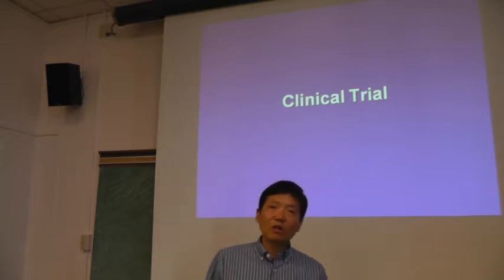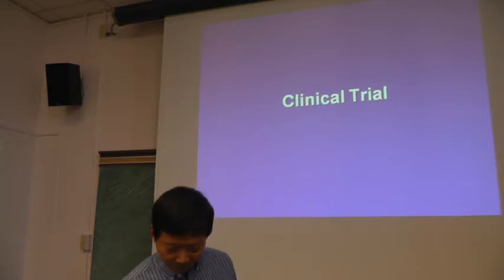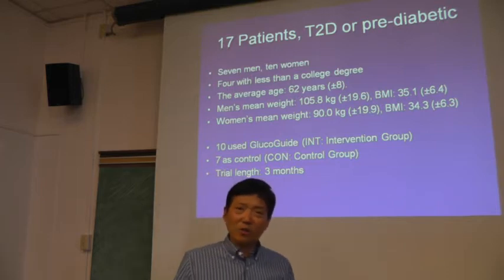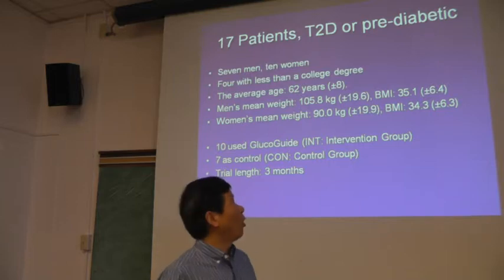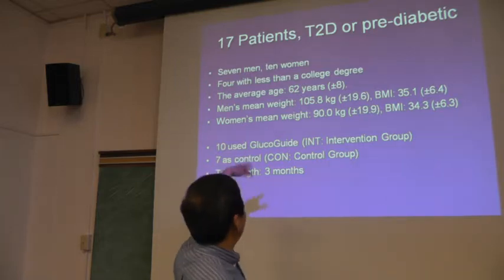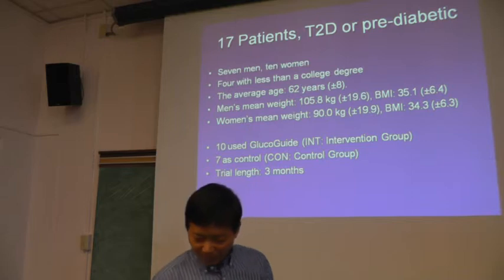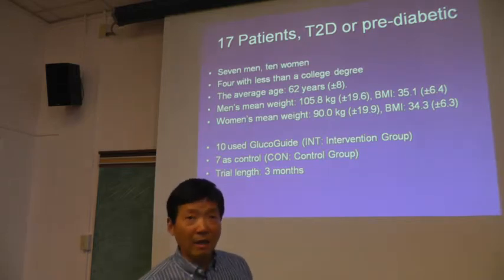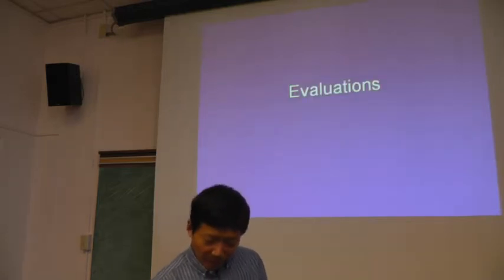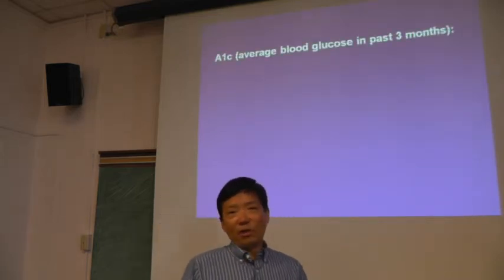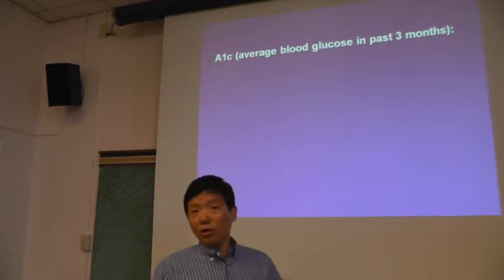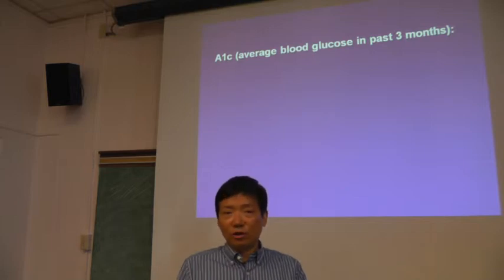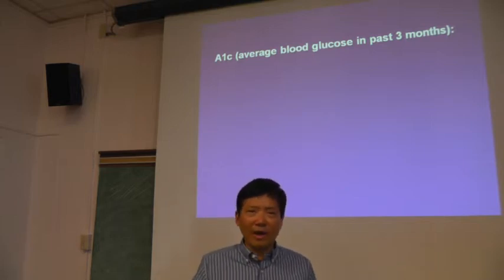So to evaluate GlucoGuide, we actually ran a clinical trial. It's a small one, involving 17 patients, either type 2 diabetes or pre-diabetic, and this is the information about those patients. They were divided into a control group and an intervention group. Evaluation, briefly: early on, I showed that blood glucose goes up and down throughout the day. You could use your home meter to check your blood glucose, but that's not very accurate.